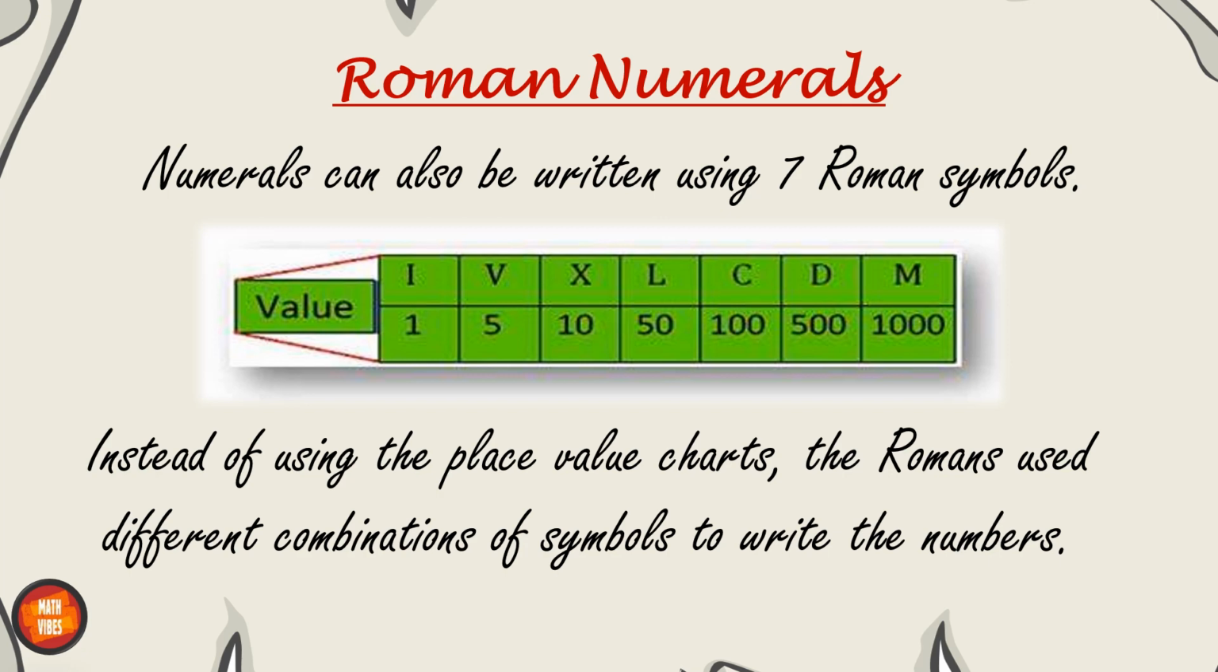Instead of using place value charts, the Romans used different combinations of symbols to write the numbers. Generally in the Hindu-Arabic system, we have ones, tens, hundreds, thousands, lakhs and so on. We use those charts to form combinations of numbers and name them. But here they don't have any place value system.